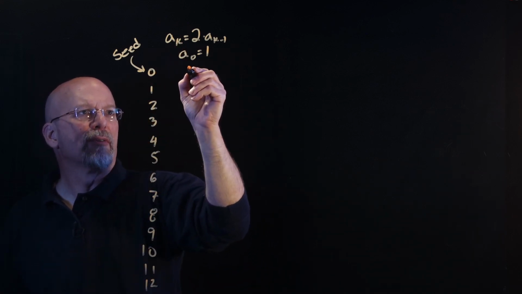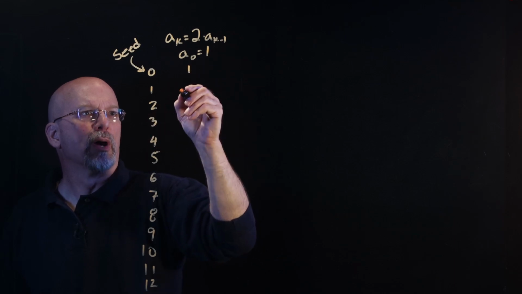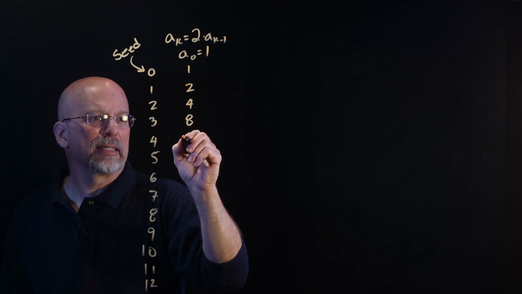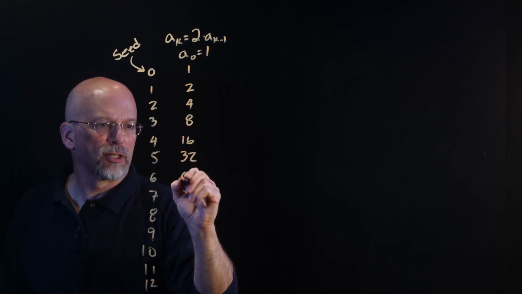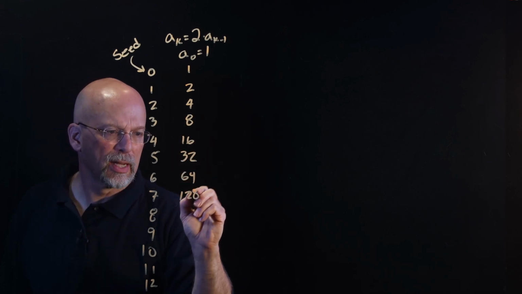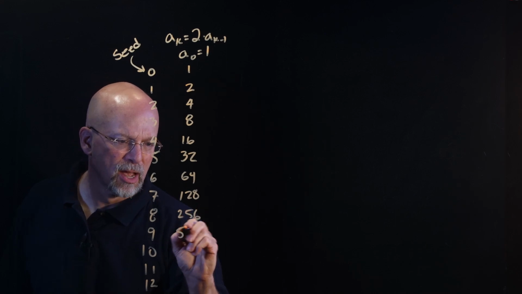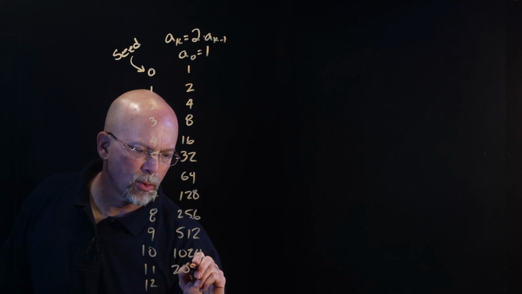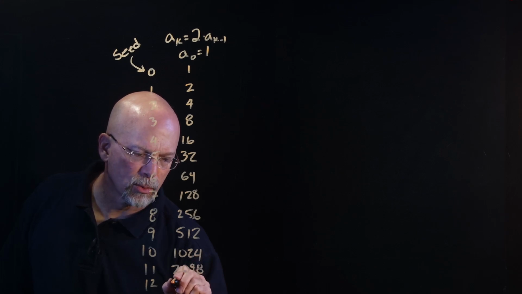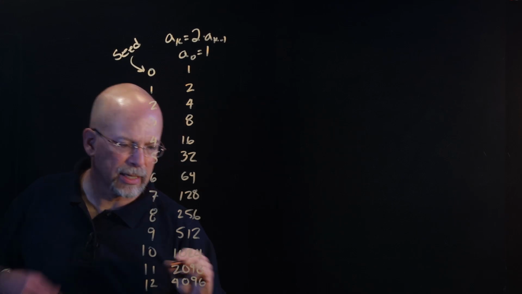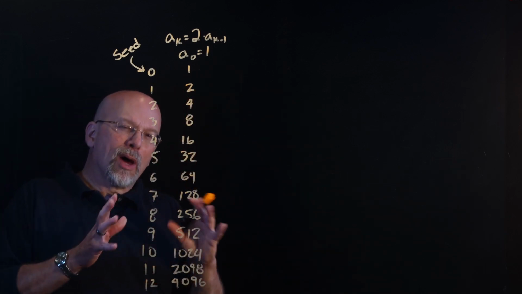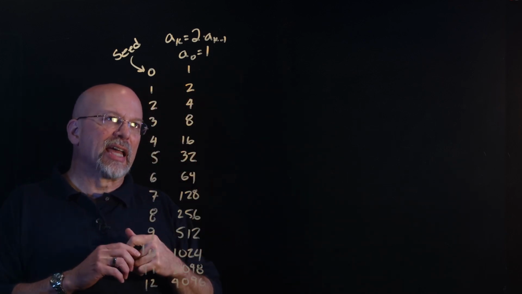So at the seed level, we've got a sub 0 is equal to 1, and then times 2 is 2, and then we have 4, 8, 16, 32, 64, 128, 256, 512, 1024, 2048, and what is it, 4096, all right? Keeps growing, right?